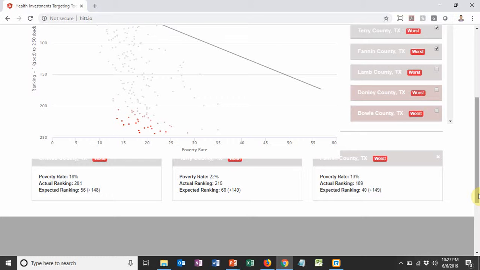You can export that data. That way, all of these researchers and health experts are able to do the work that they do, but really be targeted in the counties that are going to have maximum impact.